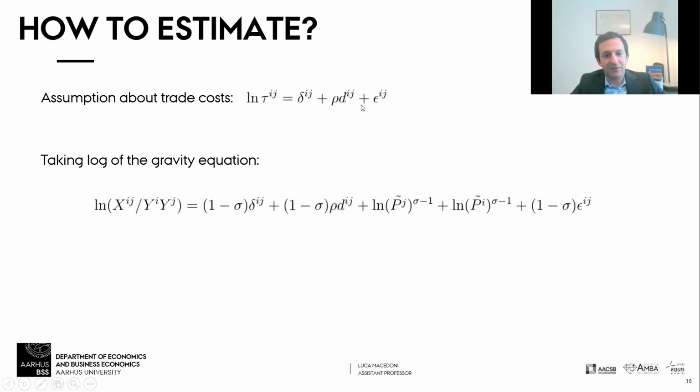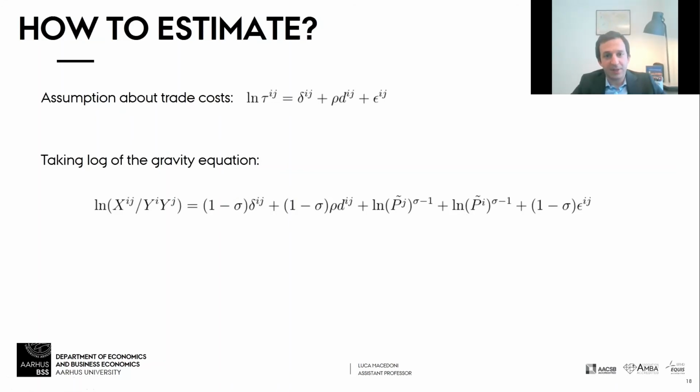So if we take the log of the gravity equation, what do we get? We get that the log of trade flows from I to J divided by the country's GDP is equal to the indicator that we saw before of a border effect delta. We have here the distance. We don't need to control for GDP because we had it on the left-hand side. And then we have these indexes of multilateral resistance.